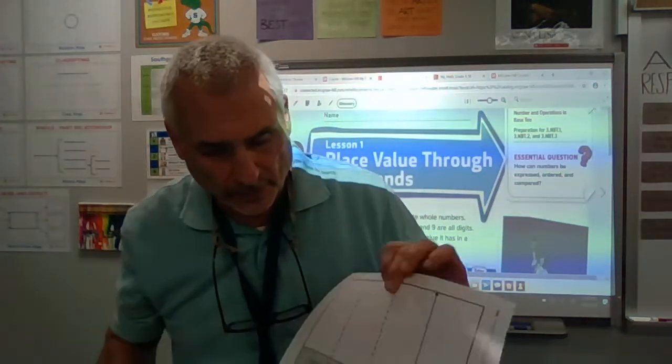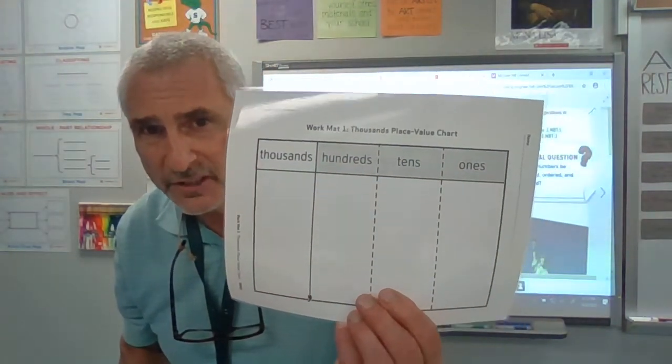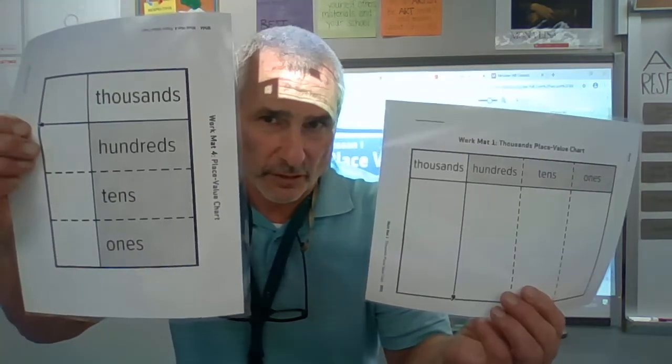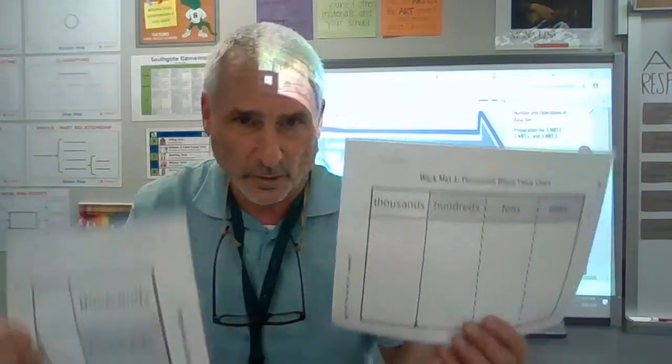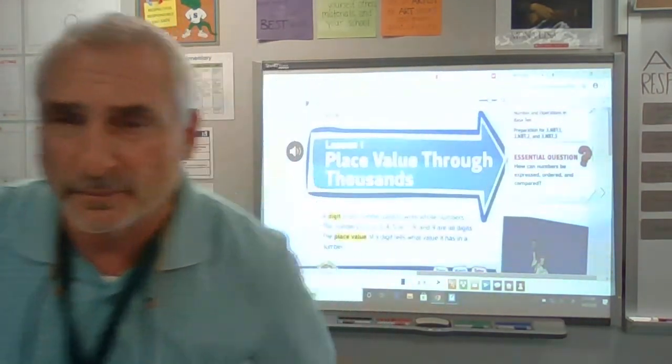We'll be using the smartboard and I'll turn the lights off, but it would be handy to have these two charts, this one, and that one goes up and down, and really this one is the same. It's ones, tens, hundreds, and thousands. So either one works. Some people like it this way and some people like it this way. So you can use either one, and I'm going to turn the lights off and we'll get started.